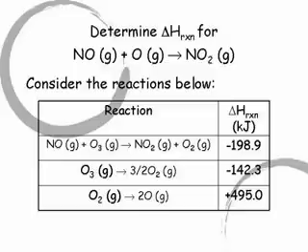So the first one is nitrogen monoxide reacting with ozone to form nitrogen dioxide and oxygen gas. The second reaction is ozone gas decomposing to 3/2 oxygen gas, and then finally oxygen gas decomposing to oxygen atoms.